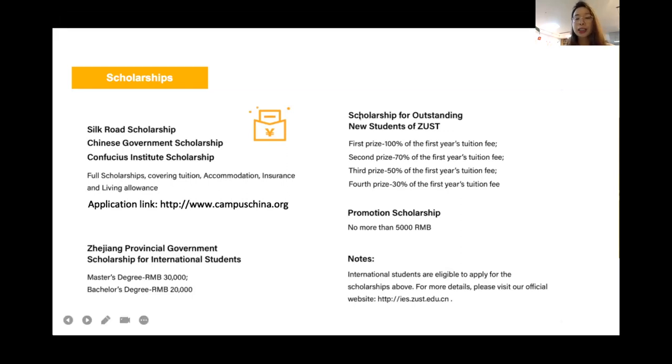The third type of scholarship is the scholarship for outstanding new students of ZUST. If you are awarded the first prize, then congratulations, you will be given an amount the same as your first year tuition fee. If you are awarded the second prize, it is equal to 70% of the first year tuition fee, third prize 50%, and the fourth prize 30%.